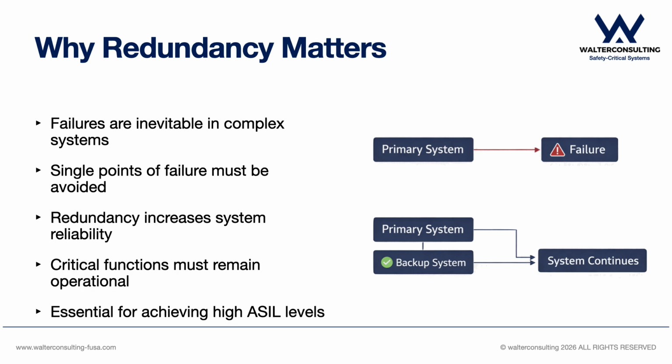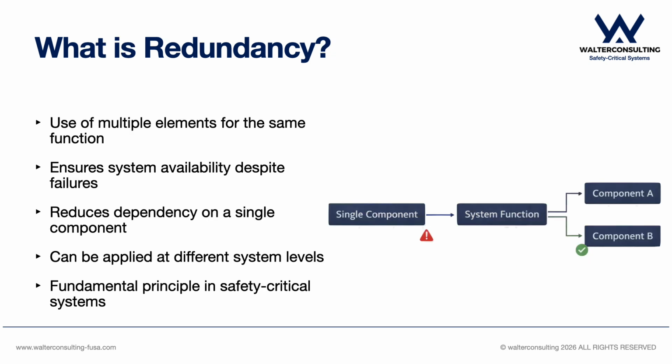In complex systems, failures are unavoidable. Components can fail, signals can be incorrect, or systems can behave unexpectedly. If a system relies on a single element, this creates a single point of failure, and this can lead directly to system failure. Redundancy solves this problem. By introducing additional elements, the system can continue to operate even if one part fails, and this is essential for safety-critical systems. So what is redundancy?